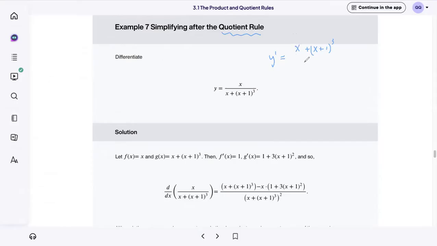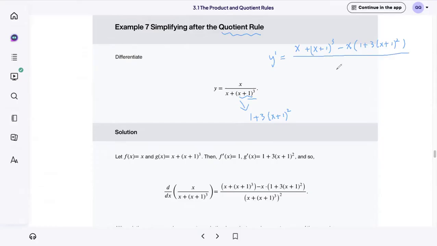One in multiplication, we can ignore it. Right? Then this is the derivative of the top, 1, multiplied by the bottom. So that's this one. Then minus the top multiplied by the derivative of the bottom. What's the derivative of the bottom? Derivative of x is 1. Derivative of the second term is 3 times x plus 1 squared. And the derivative of the inside is 1. So 1 plus 3 times x plus 1 squared.